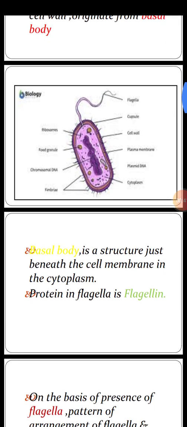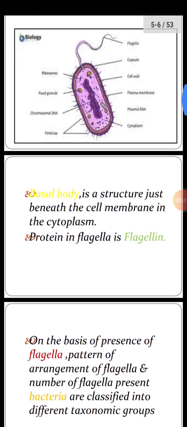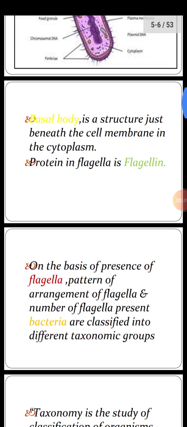Now, the picture of a prokaryotic cell. They have flagella, cell wall, cell membrane, and capsule. The basal body is a structure just beneath the cell membrane in the cytoplasm. And in flagella, the protein present is flagellin.